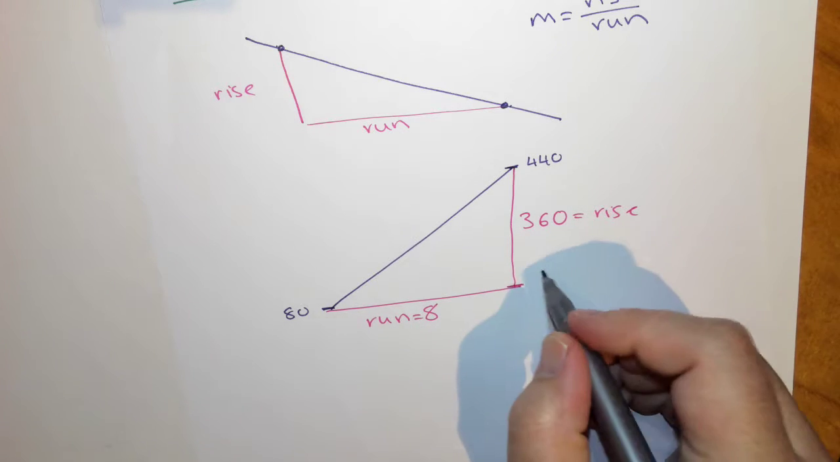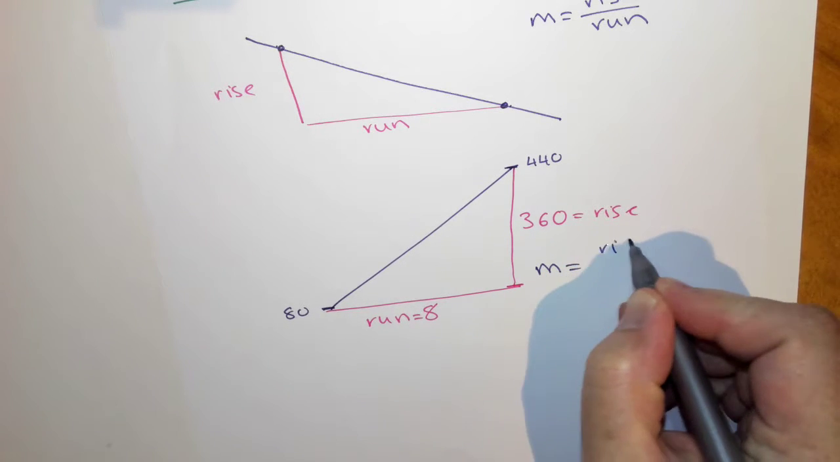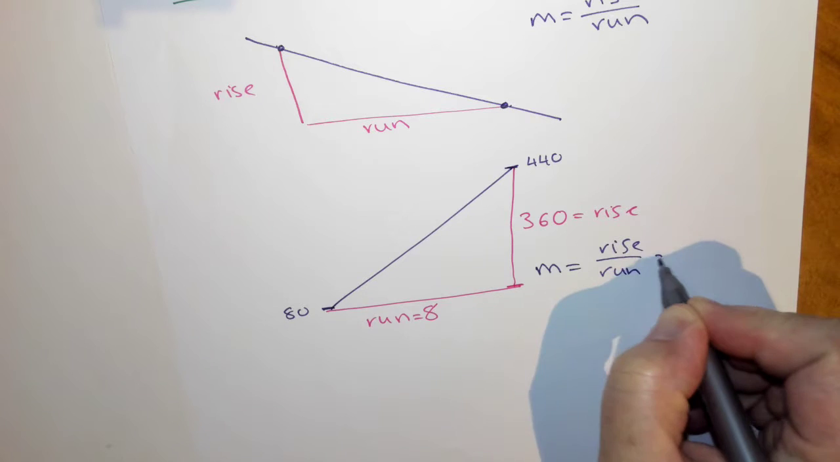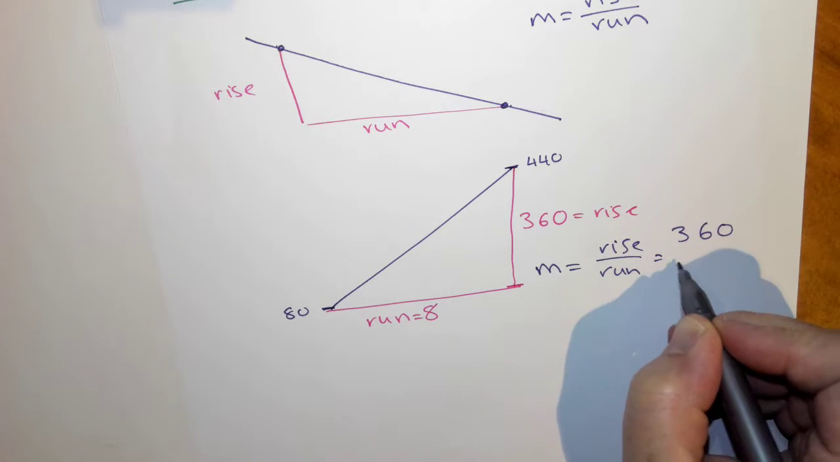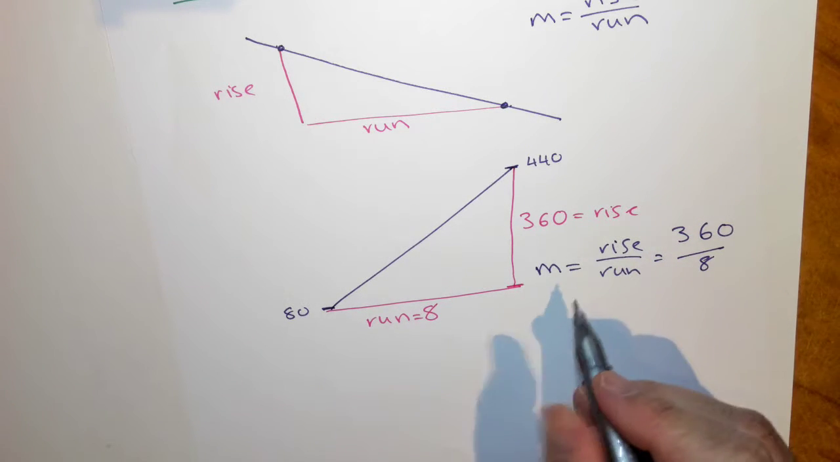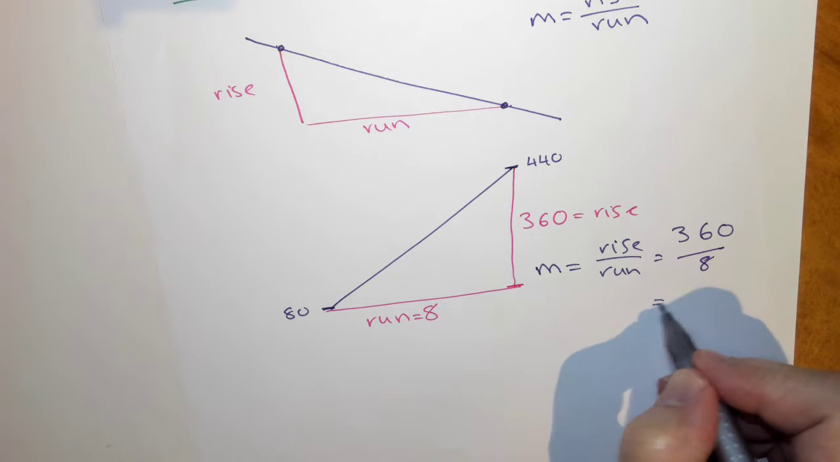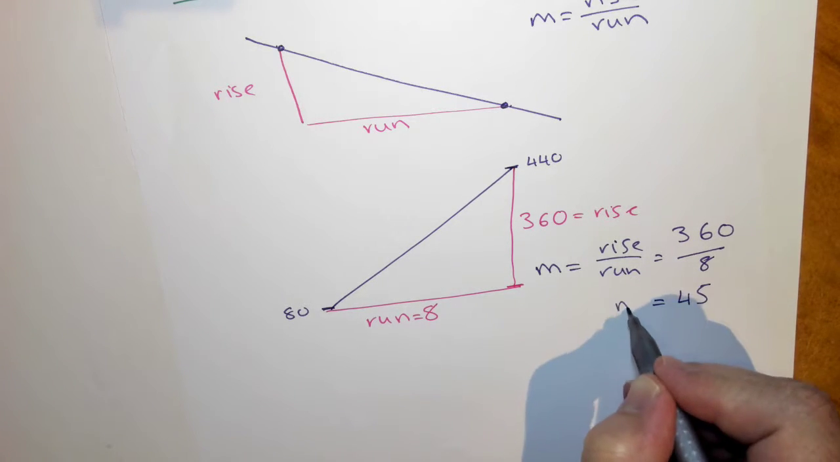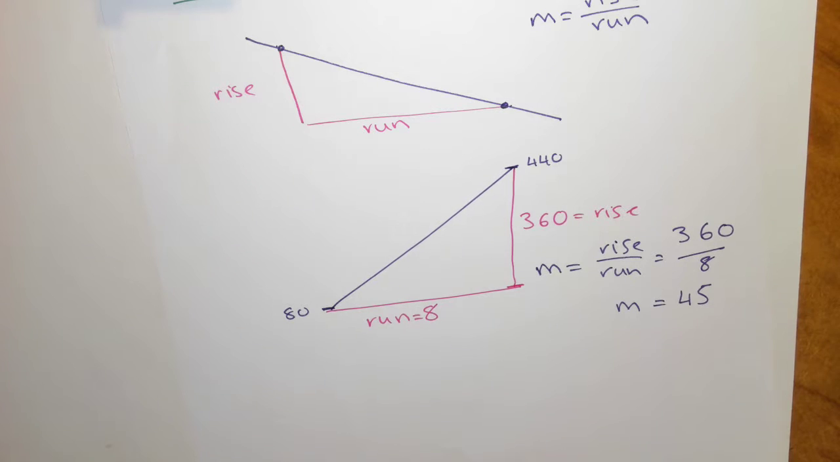With my rise and run, I can calculate my gradient. Rise over run, which in this case is 360 over the run of 8. And 360 divided by 8 is 45. So I know that for that particular equation I've got a gradient of 45.